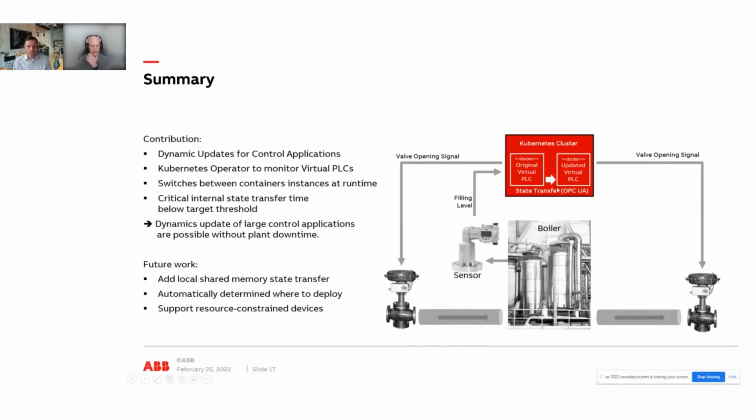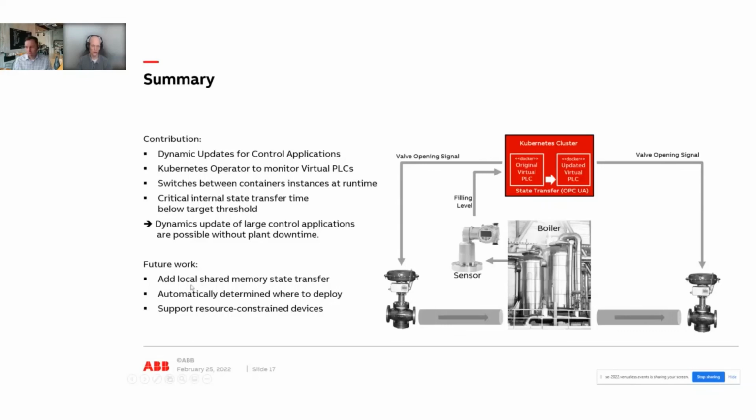And this mechanism is actually quite interesting, because you can not only use it for updates, but also for rearranging the cluster, for example. If you want to move workloads from one node to the other node, you can use the same mechanism, even if you don't update the engine itself. And another thing is you can not only update the control program, but also the runtime engine, or even the operating system if you go to a new node. So it provides us a lot of flexibility with updating these kinds of systems. And we hope in the future that this becomes an integrated feature, and that more plant owners and automation engineers can utilize that to optimize their plants much more dynamically. Future work is also to look into local shared memory state transfer.